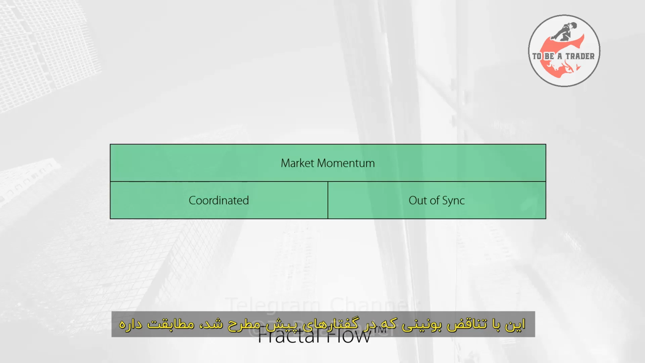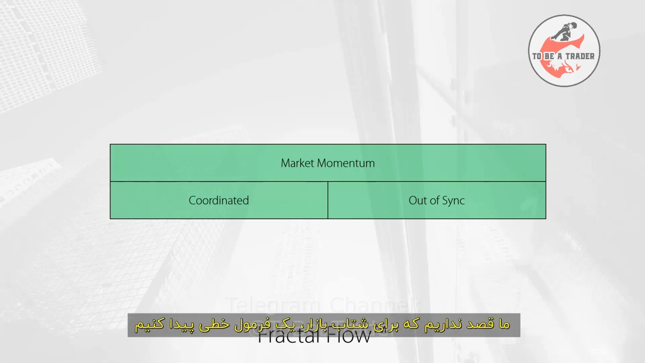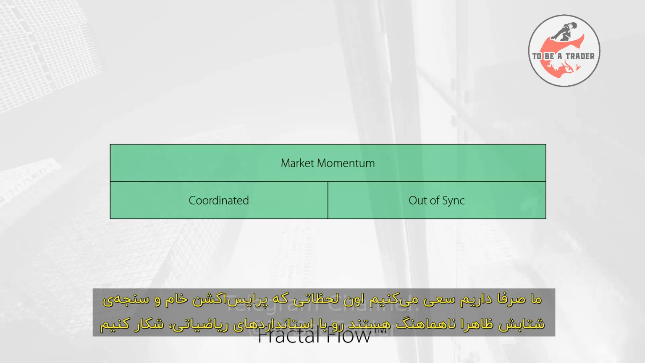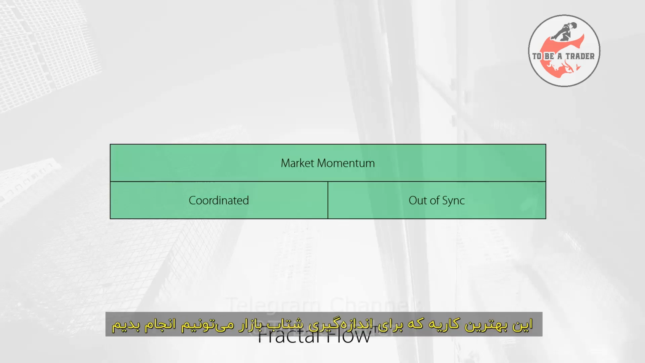That's in agreement with Bonini's paradox that was outlined in previous lectures. Once again, we are not attempting to find a linear formula for the market momentum. We are simply trying to catch the moments where raw price action and its measurement of momentum seem to be out of sync by mathematical standards. That's the best we can do to measure market momentum.